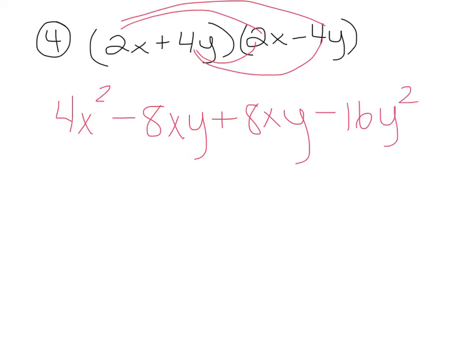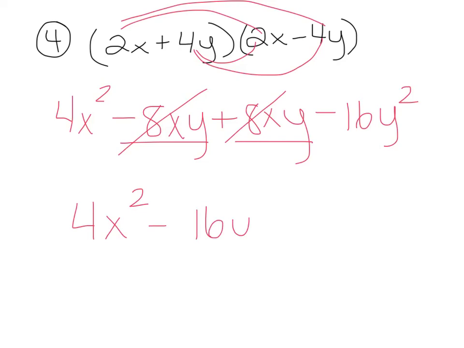Now let's look at our two middle terms this time. We have a negative 8xy and a positive 8xy. Those two are going to cancel each other out, so you don't even need to write them. So the only thing you're left with is 4x squared minus 16y squared.